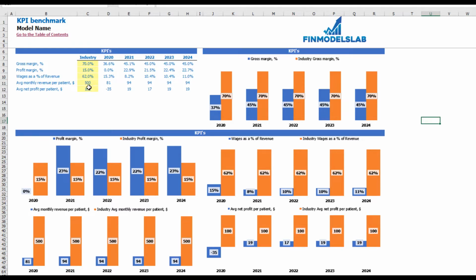and you can also change wages as a percentage of revenue, your average revenue per patient, and your average net profit per patient. All these values are calculated by years depending on the inputs and drivers in your model, and you may see the graphical information on the charts which show you your KPIs or your metrics based on model and industry metrics.